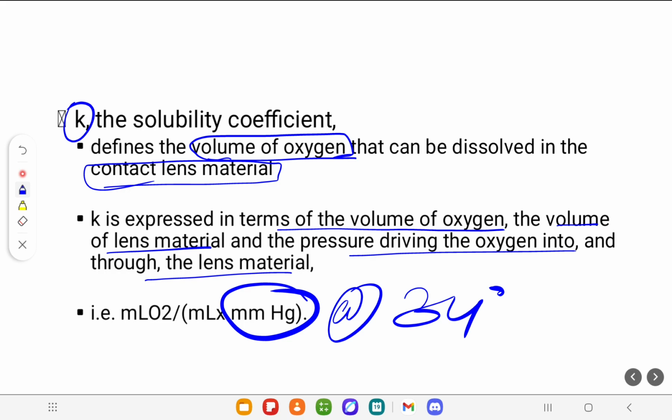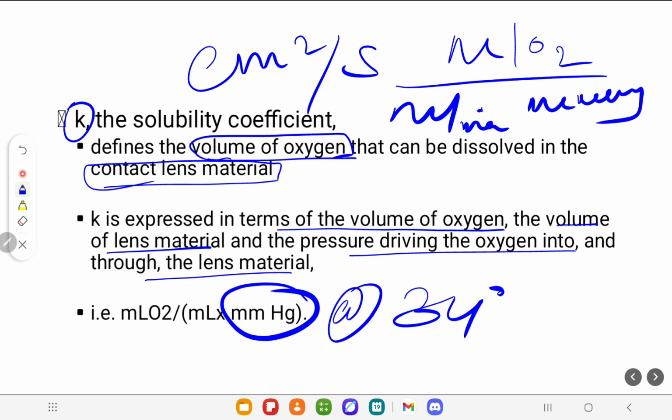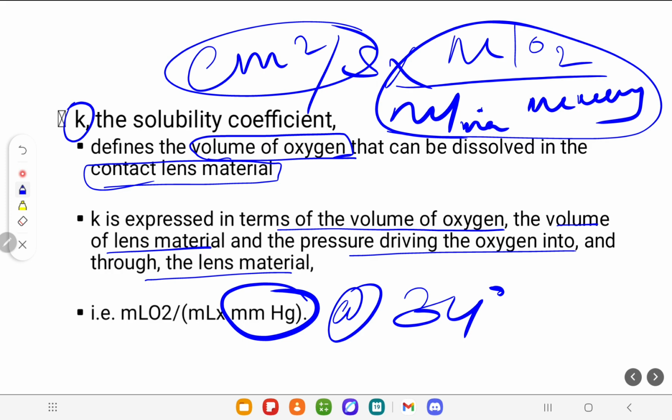Diffusion coefficient means that the dissolved oxygen moves from the anterior surface to the posterior surface, and that movement is the diffusion coefficient. So diffusion coefficient means movement, in area per second, and solubility coefficient means solubility of oxygen in moles of material at a particular pressure in mmHg. That's the unit of D, and that's the unit of k. The Dk unit is very important in terms of MCQs and for understanding Dk.